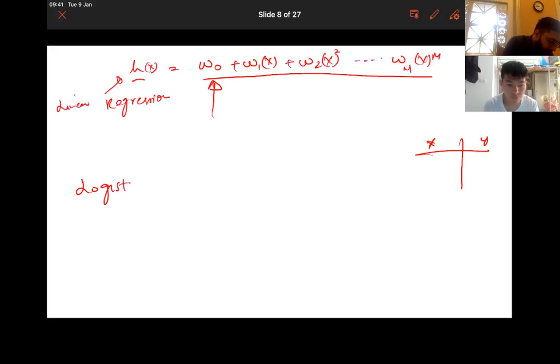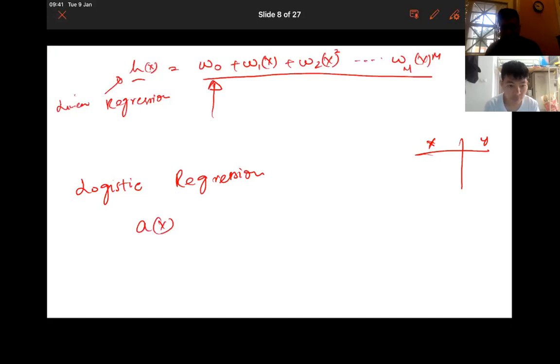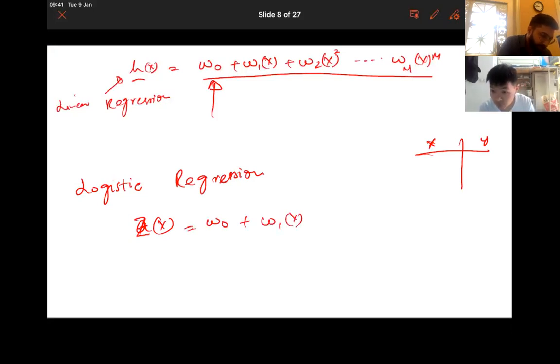So I would say that my logistic regression is something like this. First, rather than h of x, I call this function a of x, or in fact, a better term is z of x. And I say that z of x is w0 plus w1 x plus w2 x squared up till wn x power n. This is going to be z.